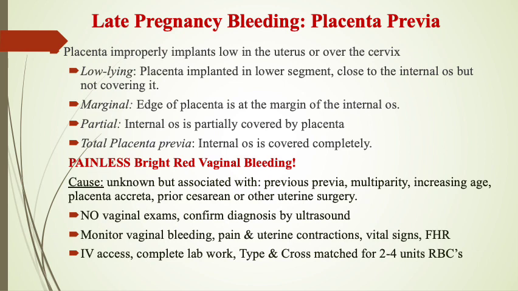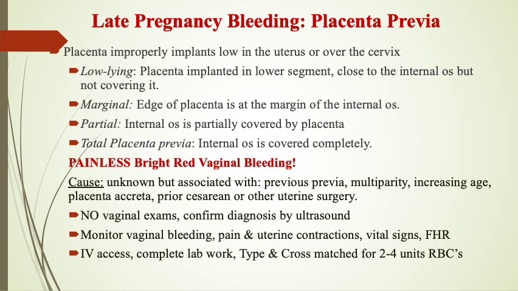E, episodes of bleeding. So this patient will have episodes of bleeding. V, there will be visible bleeding. So the bleeding is not concealed in placenta previa. You will see the bleeding. I stands for intercourse post-bleeding. So we call it postcoital bleed. So when a patient who has previa has intercourse, she will bleed.